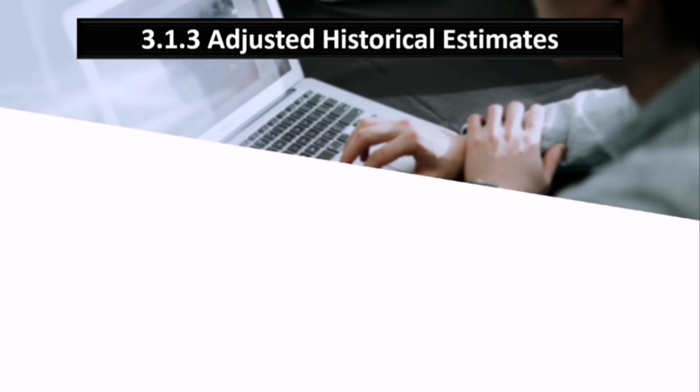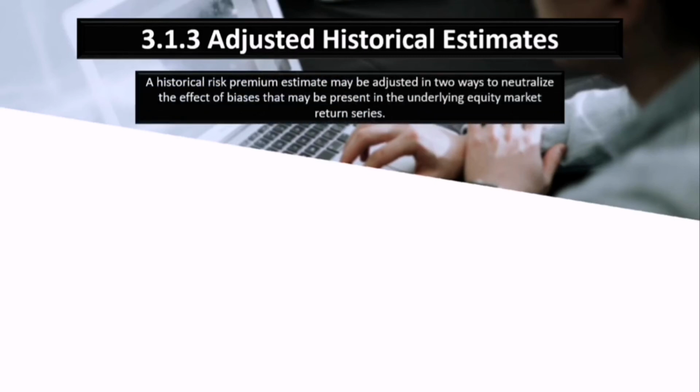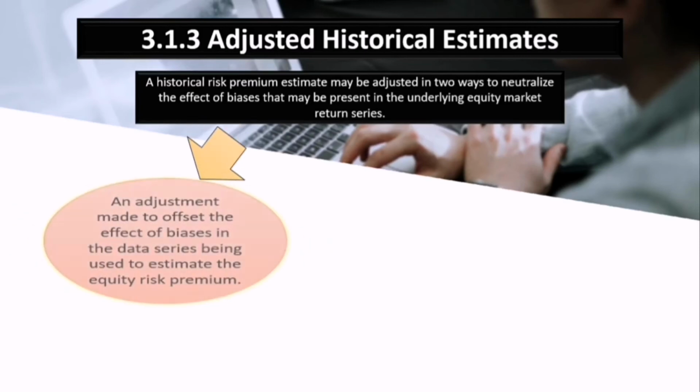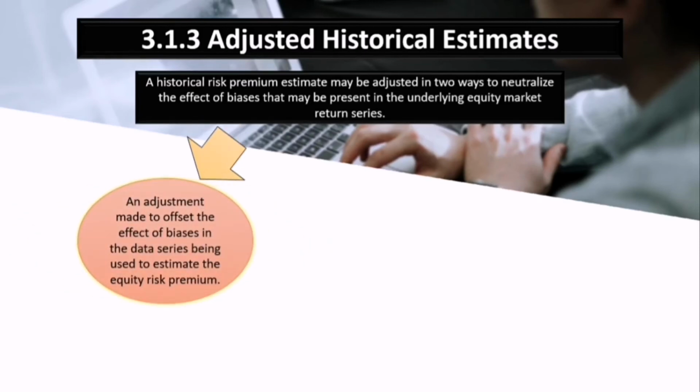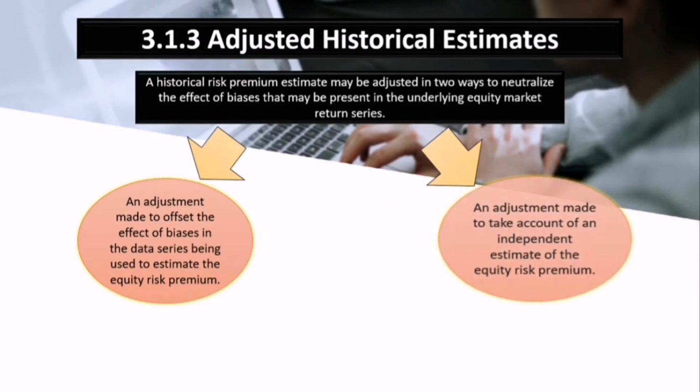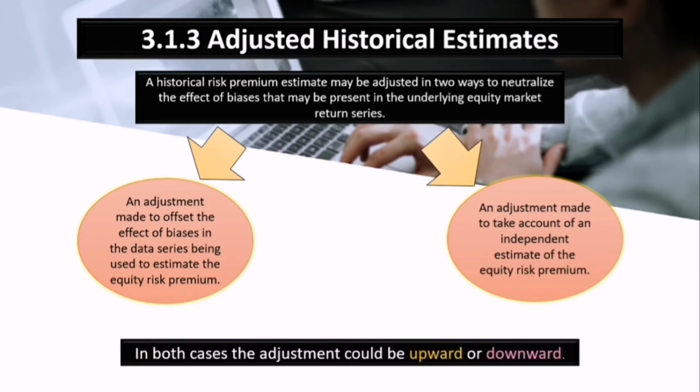3.1.3 Adjusted historical estimates. A historical risk premium estimate may be adjusted in two ways to neutralize the effect of biases that may be present in the underlying equity market return series. One type of adjustment is made to offset the effect of biases in the data series being used to estimate the equity risk premium. The second type is made to take account of an independent estimate of the equity risk premium. In both cases, the adjustment could be upward or downward.